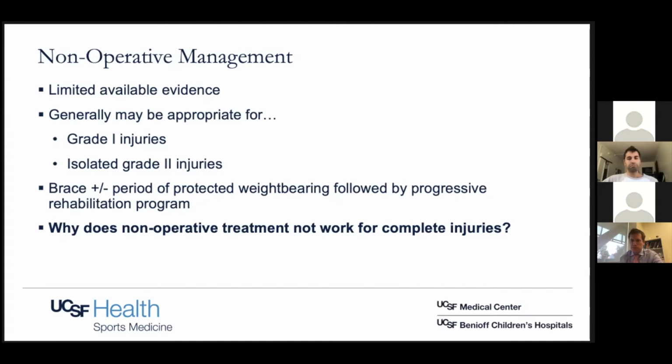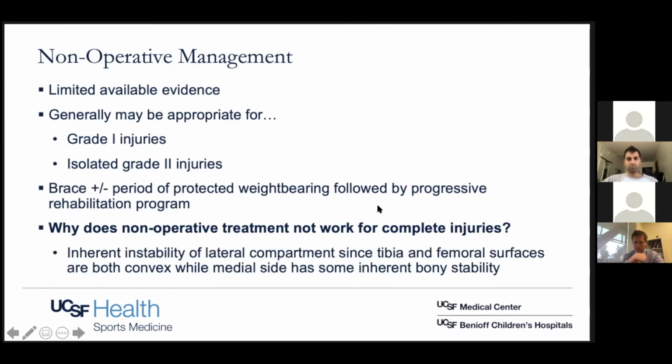I mean, there's typically more motion on the lateral side of the knee than the medial side. So I imagine that instability is going to contribute to it not healing. Yeah. And then, if you think about the shape of the lateral versus medial compartment, the medial side has more inherent bony stability, not quite as much motion. And so that ligament can heal, whereas the lateral side relies more on the ligaments and may have just more motion across that when they're torn, so it doesn't predictably heal.